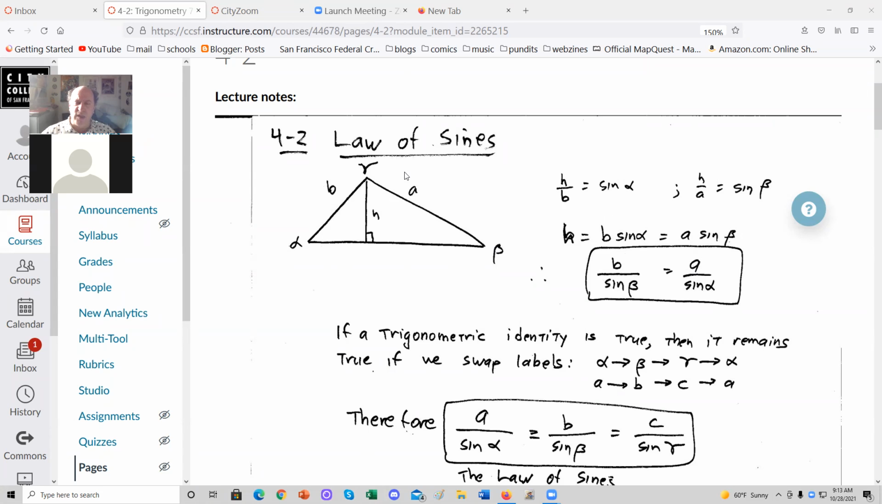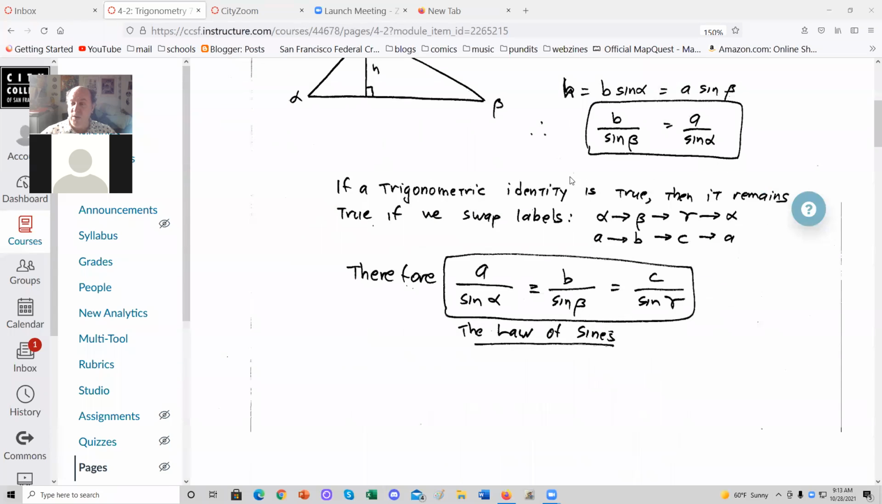There's a third side and a third opposite angle, and there's no reason not to include that in the equation. In fact, there's a sort of general symmetry rule, which says that if you have a trigonometric identity, then if you swap the labels alpha to beta to gamma to alpha, and a to B to C to A, that three-way switch just changes the labels. It doesn't change the sides. So therefore, the identity would be true under that swap. Therefore, if you include C over sine gamma in this triple identity equality, then it's still valid.